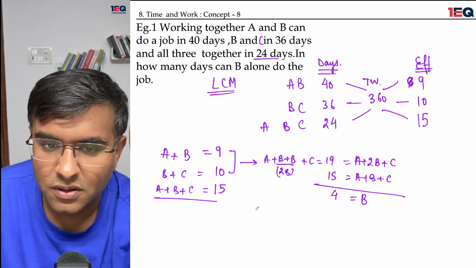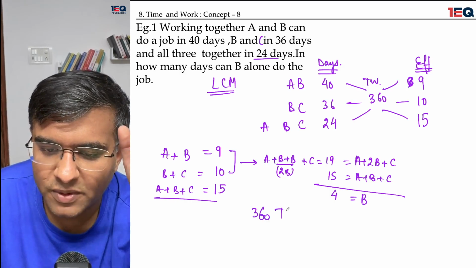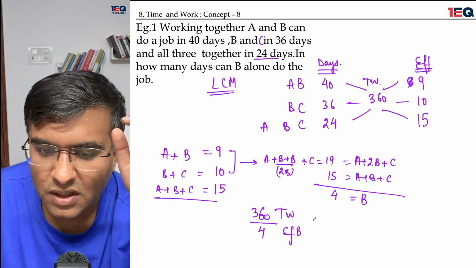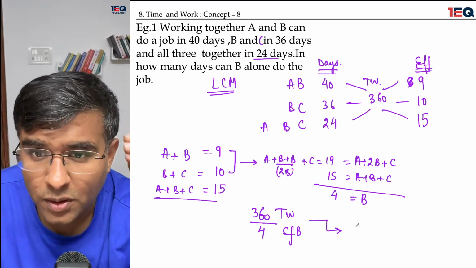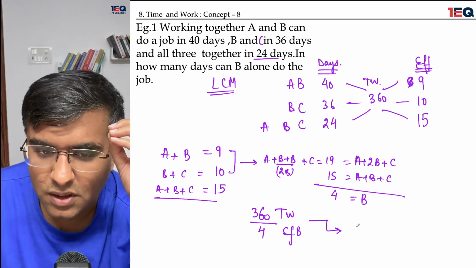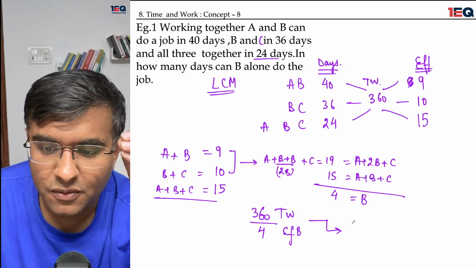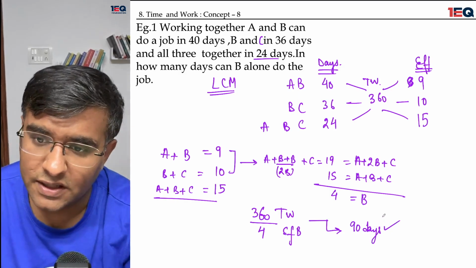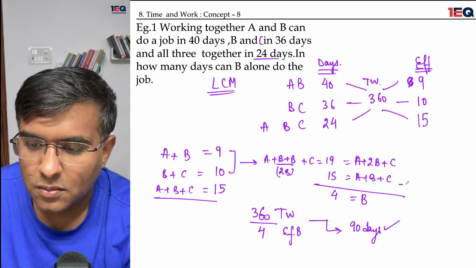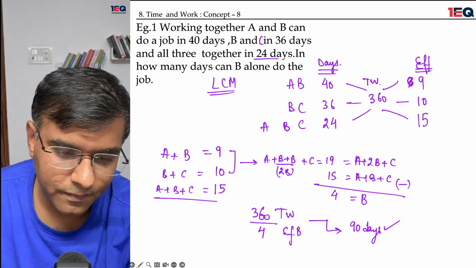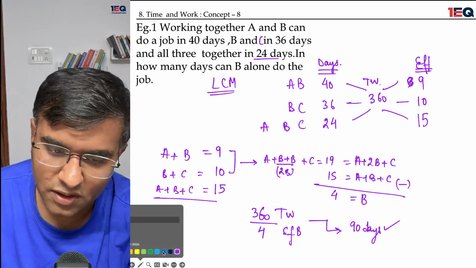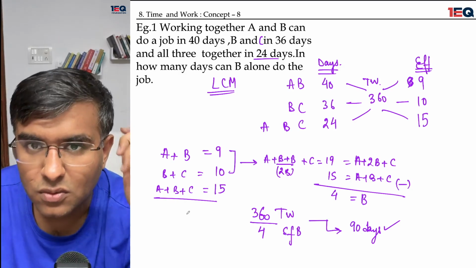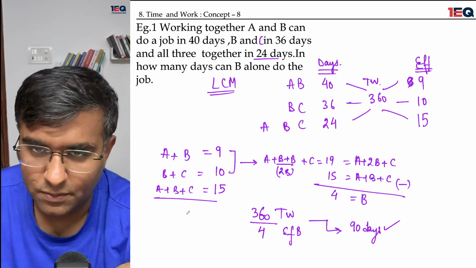If the total work is 360, and the efficiency of B is 4, then I can say that B alone would finish his work in 360 upon 4, which is 90 days. Which is 90 days. Got it? It's not at all a tough chapter. It's very easy. You just hold on to LCM in this entire chapter and you'll do wonders yourself.